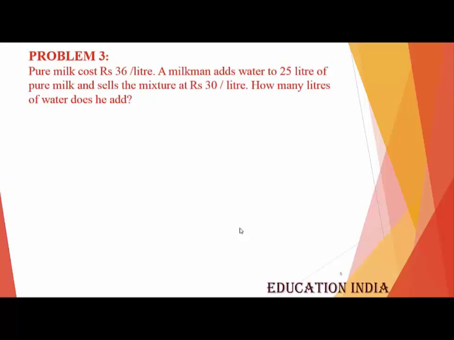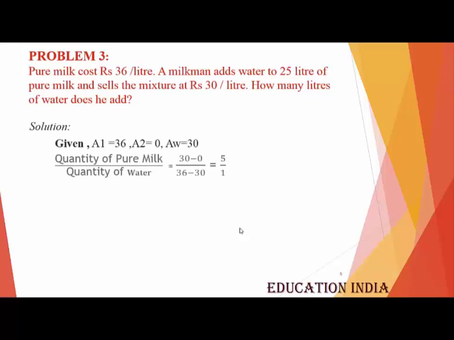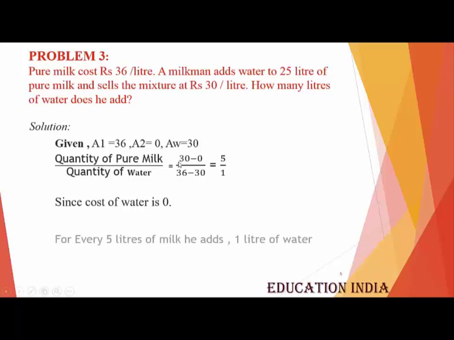Pure milk costs Rs 36 per liter. A milkman adds water to 25 liters of the pure milk and sells the mixture at Rs 30 per liter. We need to calculate how many liters of water he adds. It's very simple. Given in the question is A1, that's Rs 36, and A2, that's Rs 0, because we are considering the cost of water as 0 here, and the resultant mixture price comes out to be 30. So N1 upon N2 is AW minus A1 upon A2 minus AW, that's 5:1.